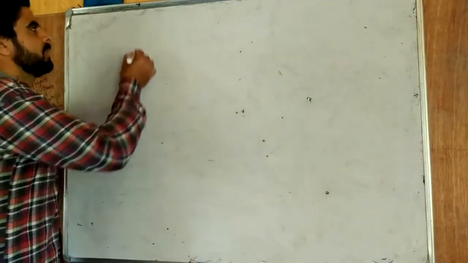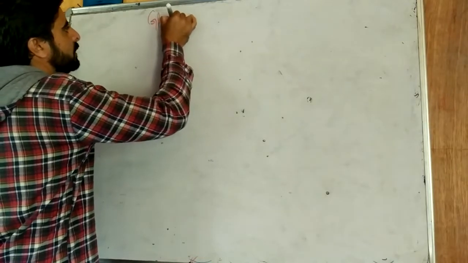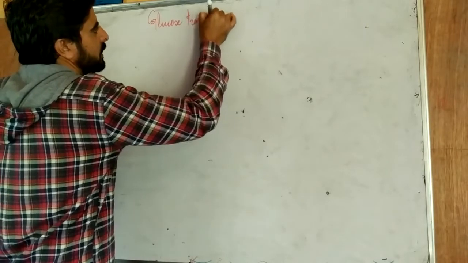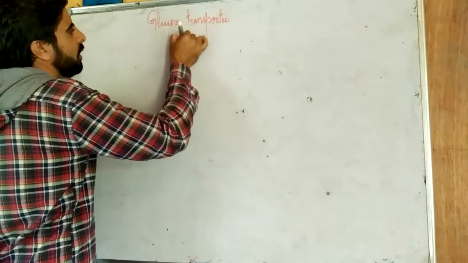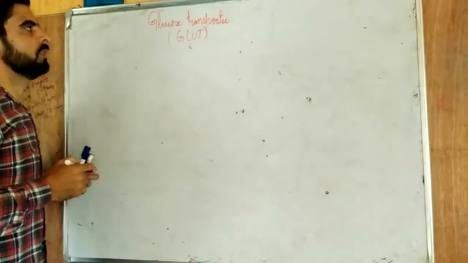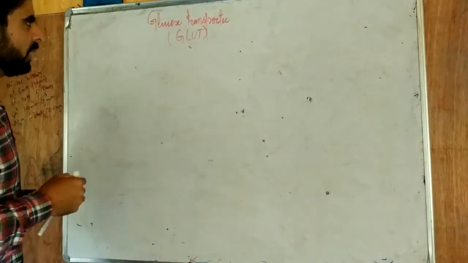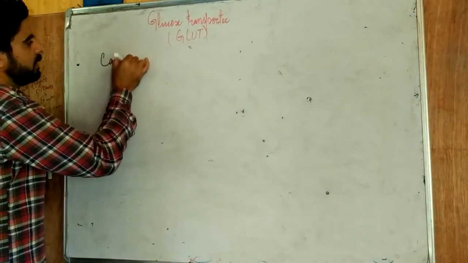Today we are discussing the glucose transporter. The short form for that we call GLUT. This GLUT is acting as a carrier protein. It's actually a carrier protein.